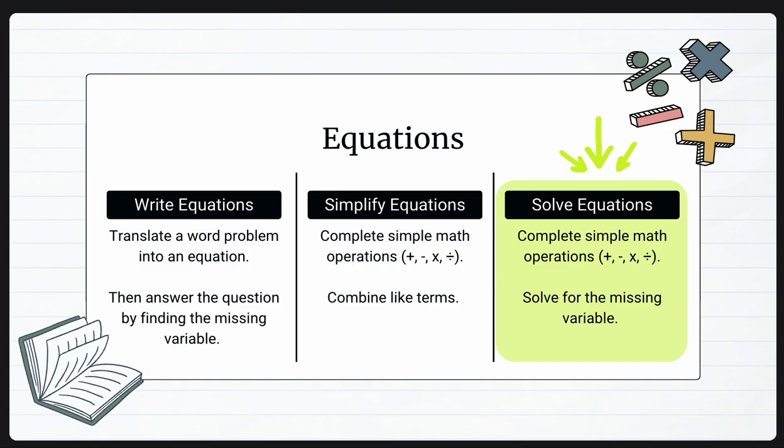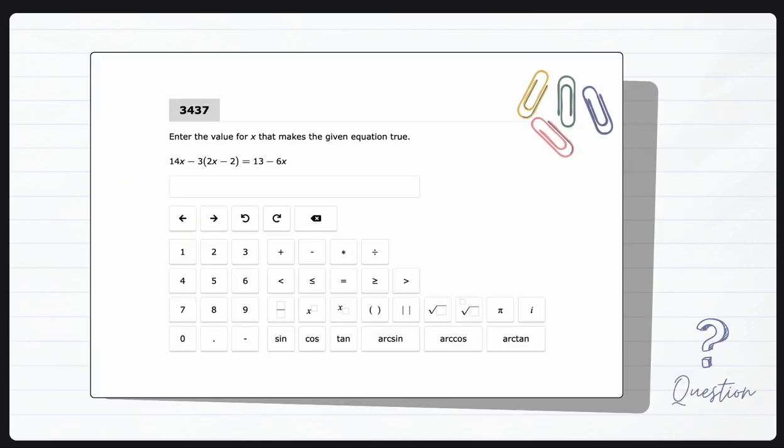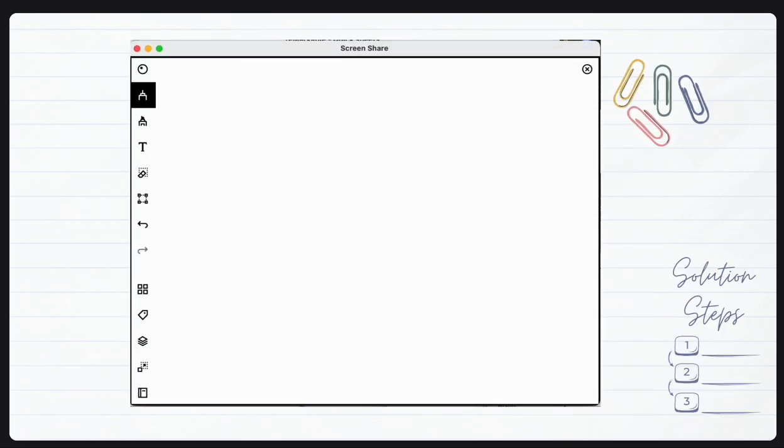All right, our next equation type is going to be solving for the equation. In this equation, we have to find the missing value. In some equation problems, you'll simply be asked to solve for x. So in this example, enter the value for x that makes the given equation true. All that means is we're solving for x. So 14x minus 3 times 2x minus 2 equals 13 minus 6x. We're going to need to simplify both sides and then solve for that missing variable.